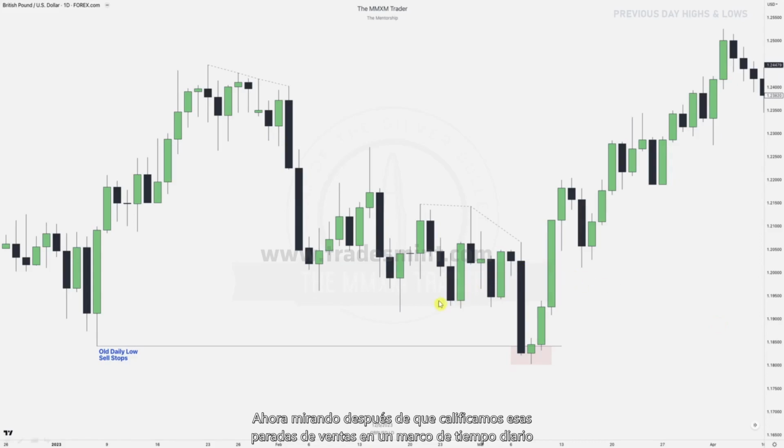Now looking at after we raided those sell stops on the daily time frame, this daily low down here, what is the next target, right? We have an imbalance over here which could be repriced. Then we also have some relative equal highs up here, which is a good draw on liquidity. So now what do we wait for? How do we get there? And when do we engage on this? That's a topic for another section, but looking at all those previous daily highs and lows, that will be the easiest draw on liquidity.